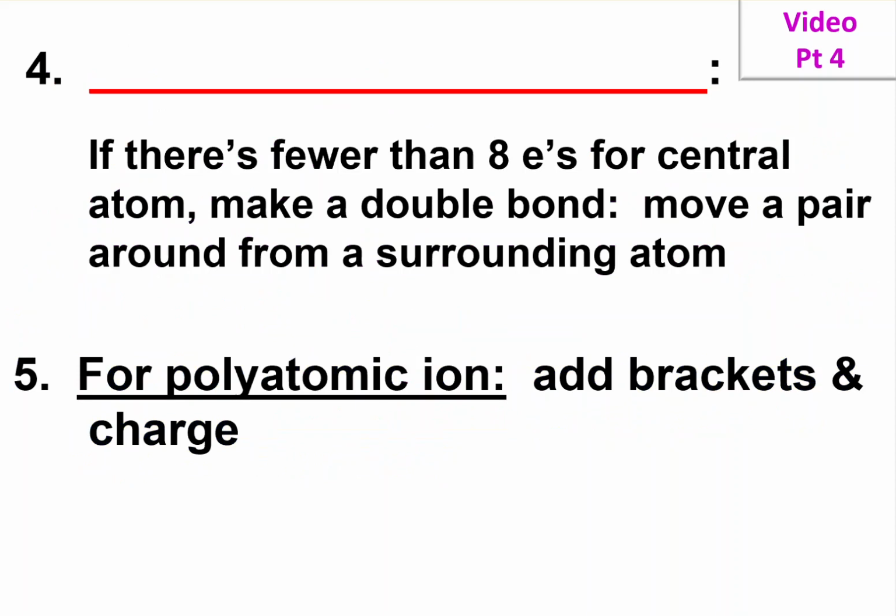Okay, next, after you put all the electrons on, you may need to adjust the electrons. That is, if the central atom does not have 8, you may need to pull some electrons from a surrounding atom to make a double bond. And then if you have a polyatomic ion, you need to add brackets and the charge.